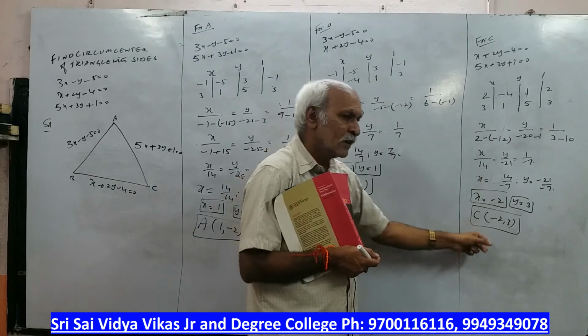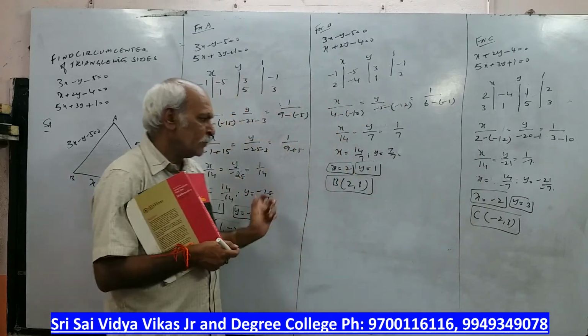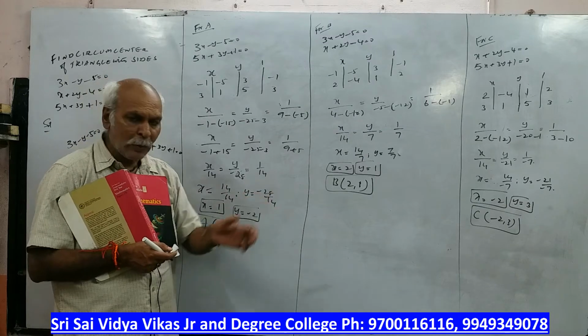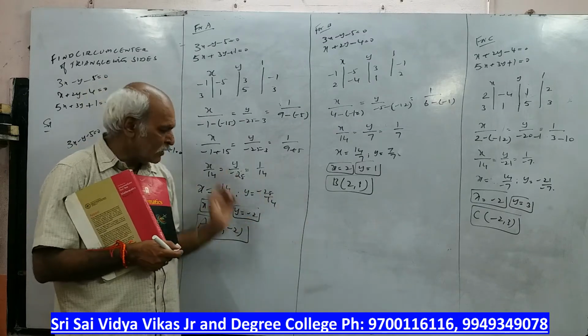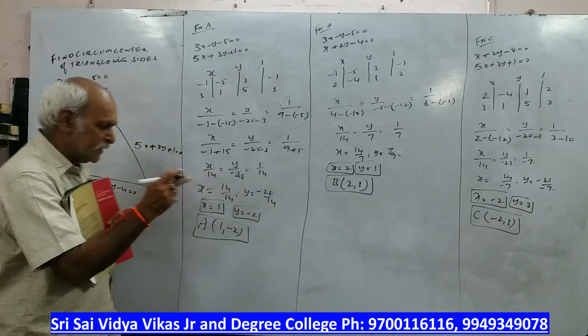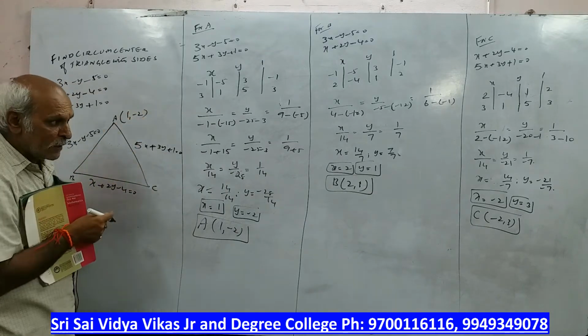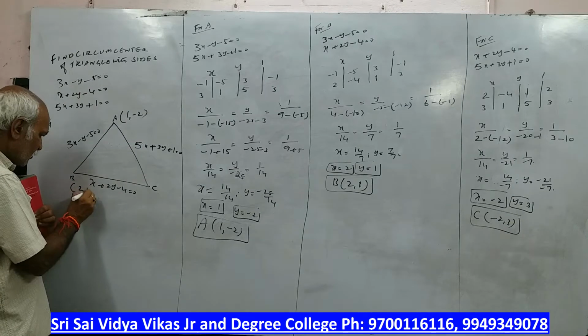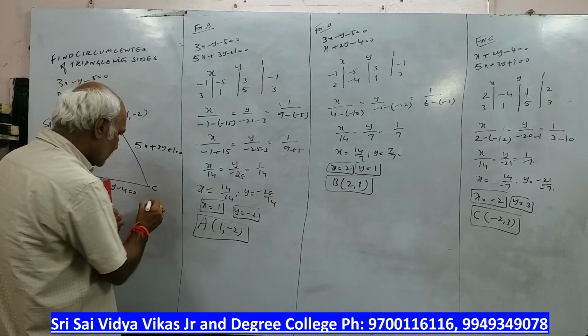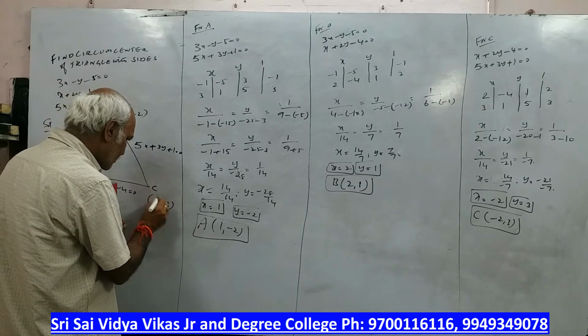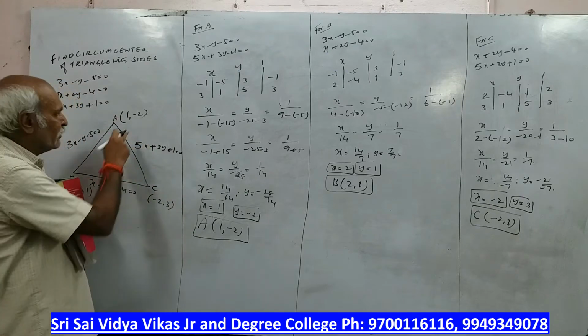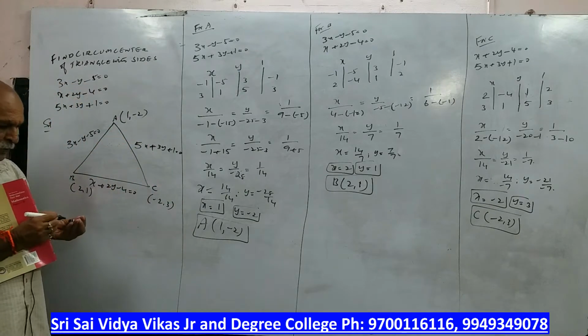Okay, so we got A point, B point, C point. Problem is not over, sir. We have to continue now. I am writing these points here. A point, what we got? 1 comma minus 2. What is the B point? 2 comma 1. What is the C point? Minus 2 comma 3. Initially it will not be there. Now we got the values. Now copy up to here.